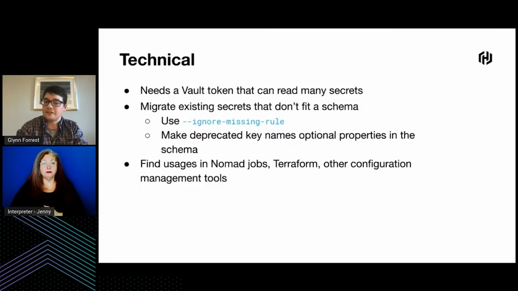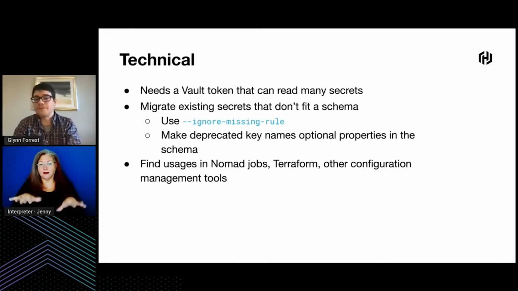Some of the challenges I've faced when taking this to different organizations and clients. First of all, the technical side of things. Obviously, you need a good, strong Vault token that has access to a lot. If you're going to try and validate all the secrets in a key value engine, your policy needs to allow for that. It's also pretty tricky to migrate existing secrets that don't fit a schema if they're being used in production. So you have two separate types of S3 creds that are being used by different Nomad jobs, but they're in different structures. That's kind of hard.